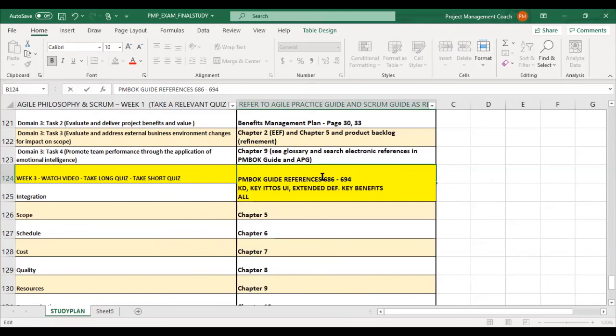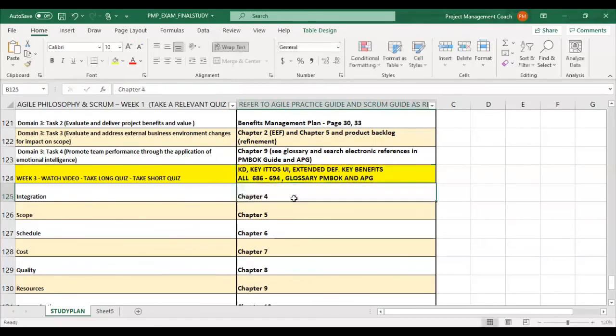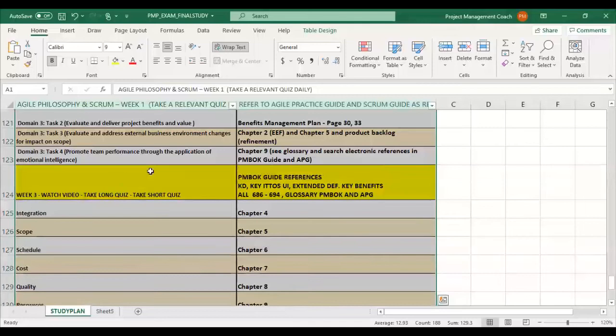And I would also recommend that you read the glossary completely. Go through it like a fine-tooth comb. Make sure you understand all the definitions. So the glossary for both the PMBOK guide and the Agile Practice Guide. Make sure you do that, and it's going to help you solidify all of this knowledge and come out as a success. Don't lose hope.